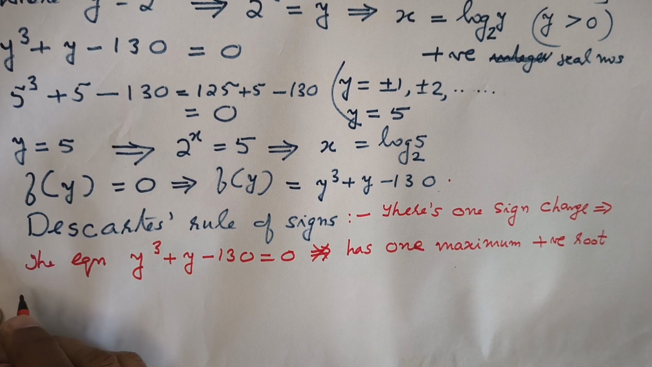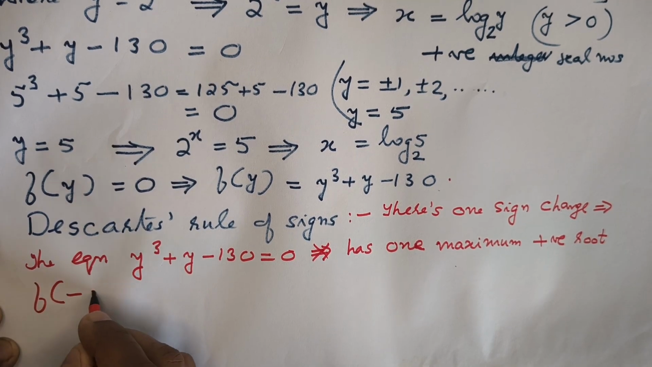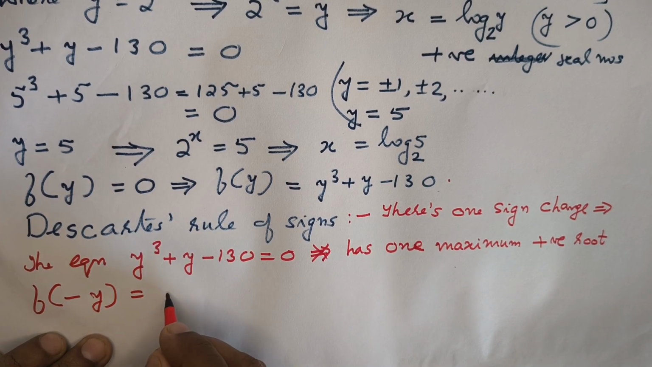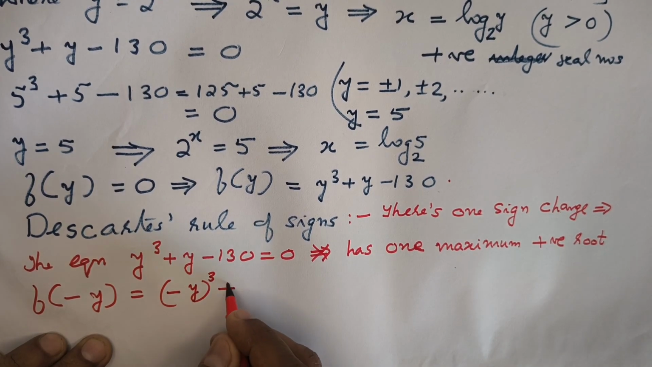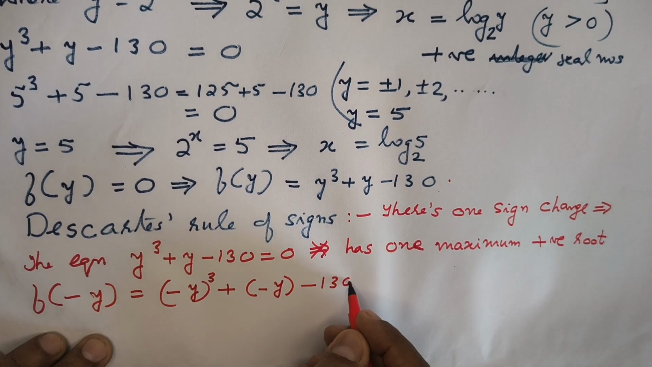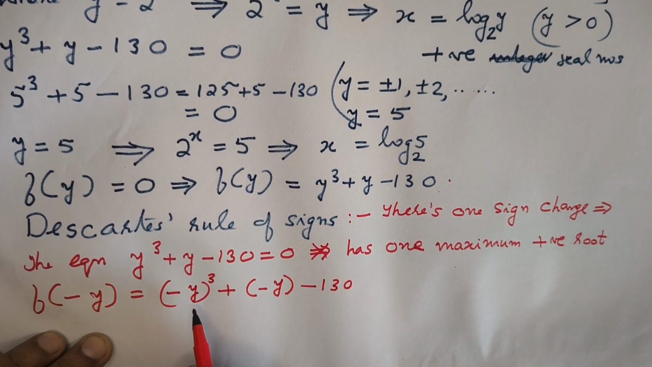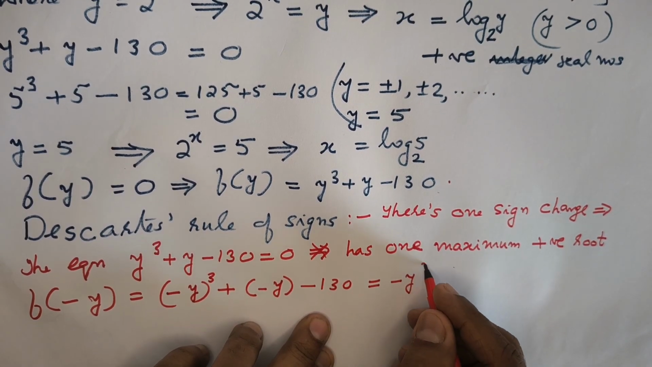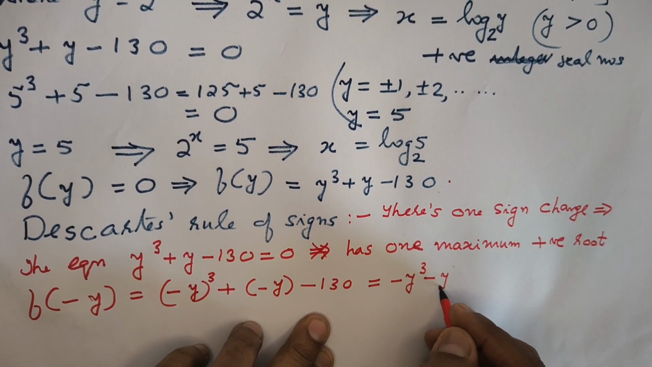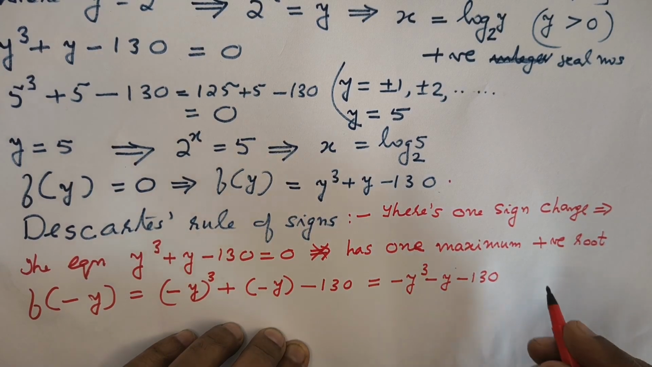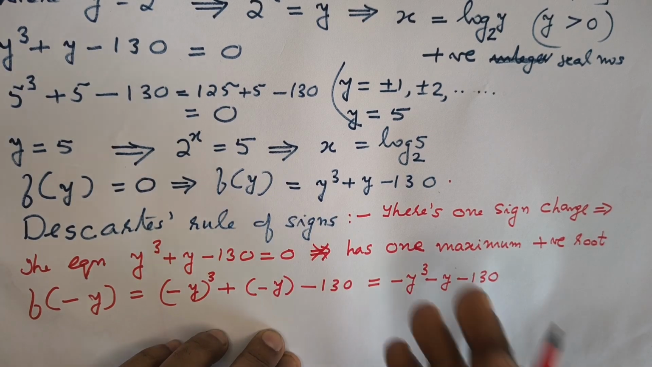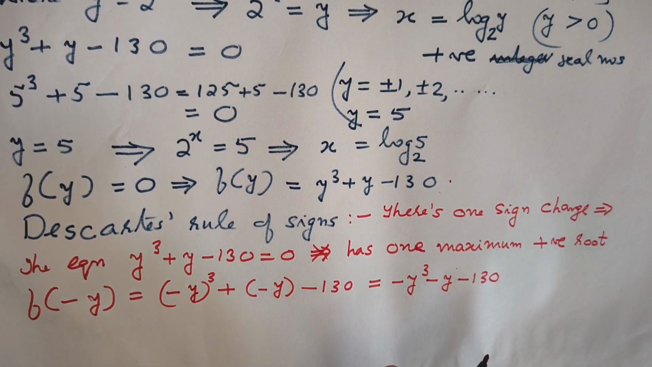All you have to do is find out F(minus y). How do you get this? Putting y equal to minus y in this equation. So you have minus y cubed plus minus y minus 130. All I've done is y being replaced by minus y. And then simplify. What do you have? Minus y cubed minus y minus 130. Number of sign changes is 0, which indicates this equation has no negative solution. So there is only one real solution for this equation.